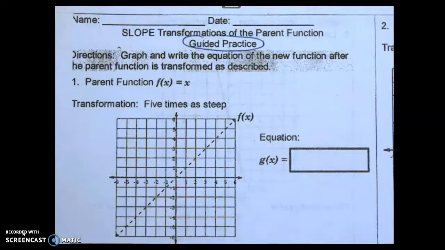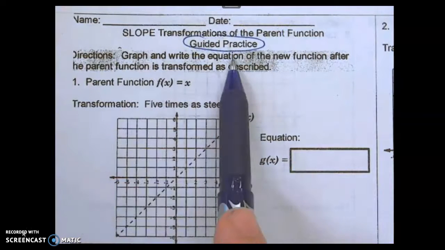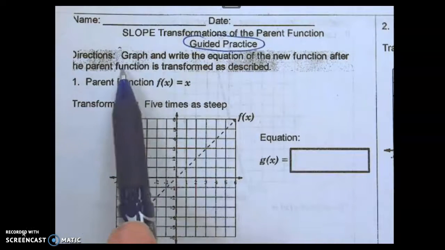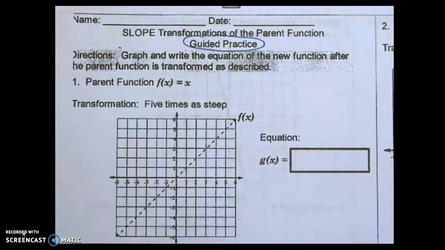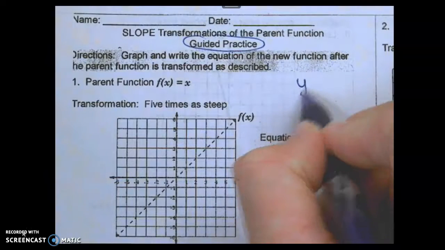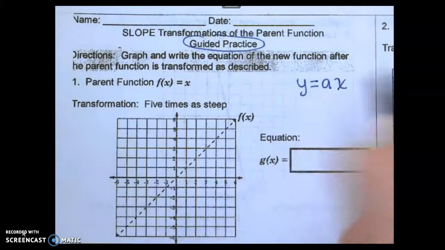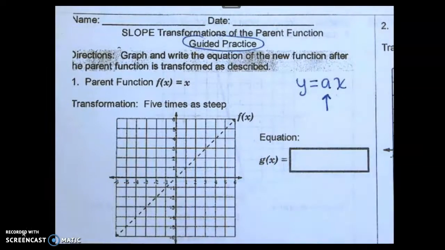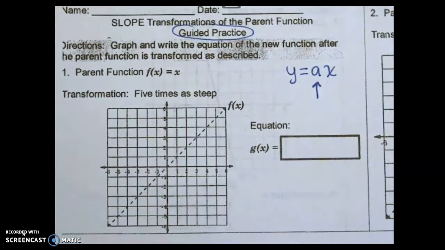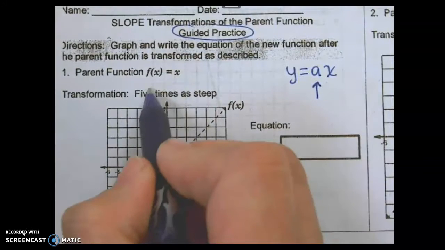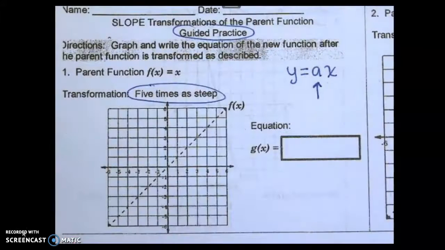All right, number 1, graph and write the equation of the new function after the parent function is transformed as described. Now we're talking about slope transformations, so we are talking about changing the number in front of x. A transformation is just a change. And so they've asked us for 5 times as steep.